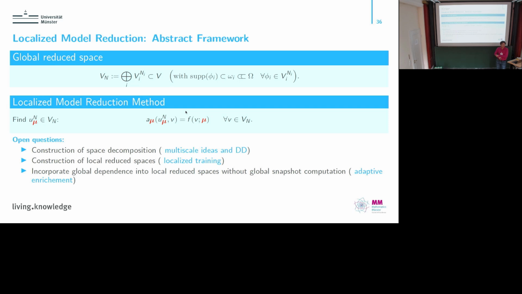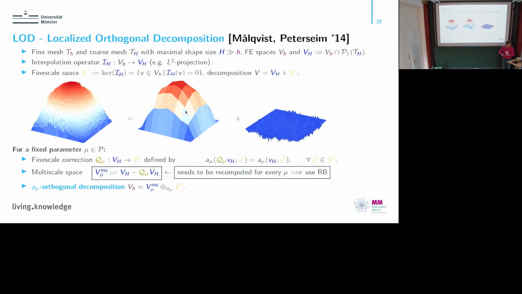So for instance, the LOD step for correctors is like a localized training step. And then, of course, in the context of parameterized problems, we want to enrich our spaces adaptively, and this is what we call adaptive enrichment. So all these contributions come together, and I now come to the LOD.